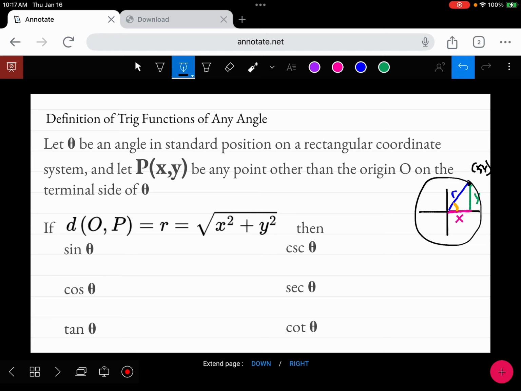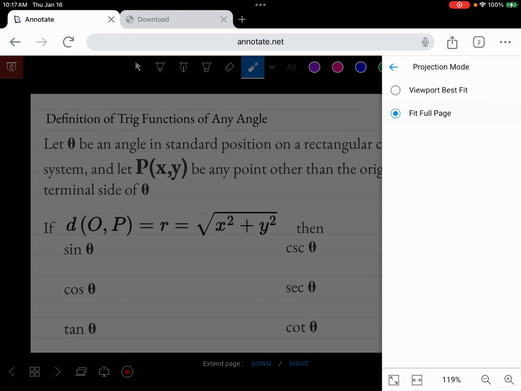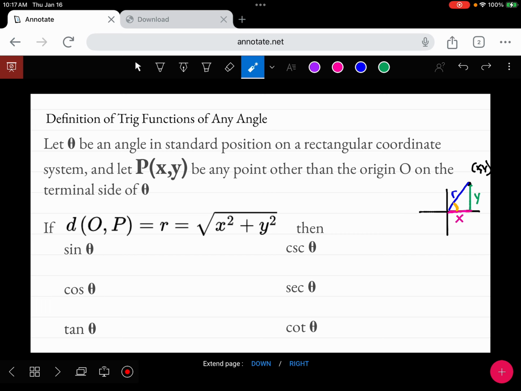So this equation for r is actually the distance formula. It's also exactly what we'd get if we did our a squared plus b squared equals c squared. It's the Pythagorean theorem. They just did a square root on both sides to get r equals. It's still a squared, which is x squared, plus b squared, which is y squared, equals c squared, which is r squared. They just square rooted both sides.